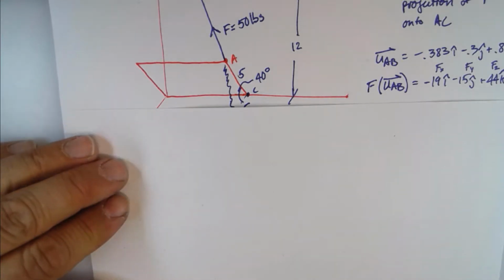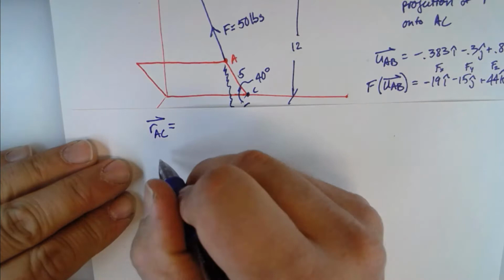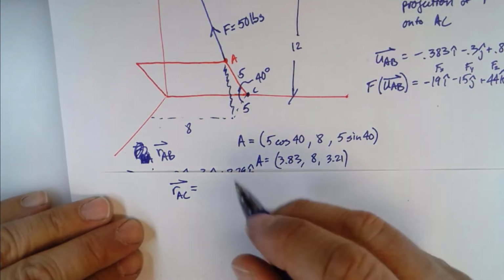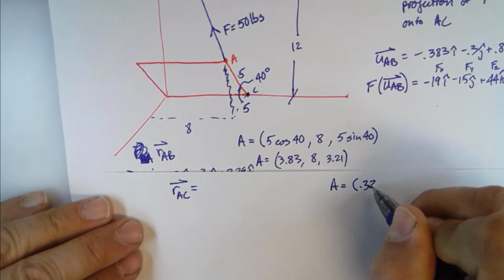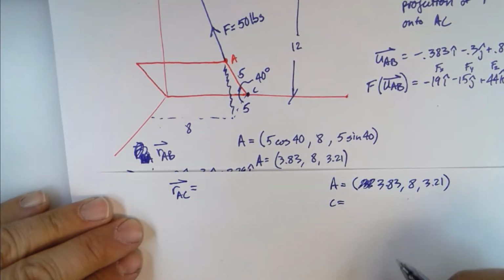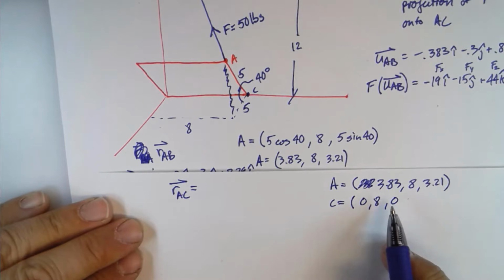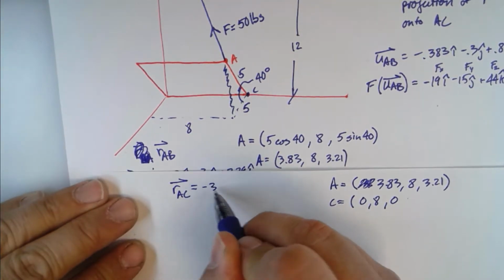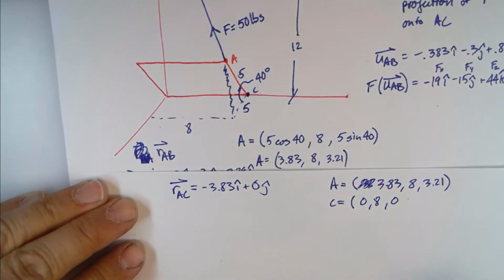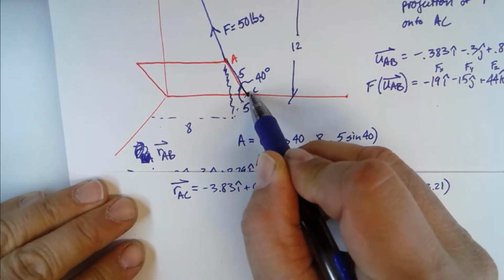Okay, so let's figure out RAC. The vector RAC is going to start at A and go to C. We've figured out the coordinates of A, 3.83, 8, and 3.21. I'm just going to put these on this page too. And the coordinate of C, anyone see what it is? 0, 8, 0, right? So RAC, A going to C, is going to be negative 3.83 in the i hat direction, plus 0 in the j hat direction, no change in y, negative 3.21 in the k hat direction. Right? Because we're talking about the vector that goes like this.